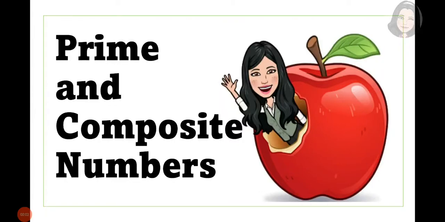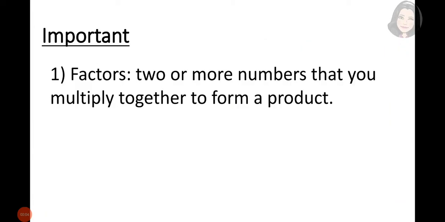Hi everyone, today's lesson is going to be about prime and composite numbers. There are some important things that we need to keep in mind. The meaning of the word factors. Factors are two or more numbers that you multiply together to form a product.